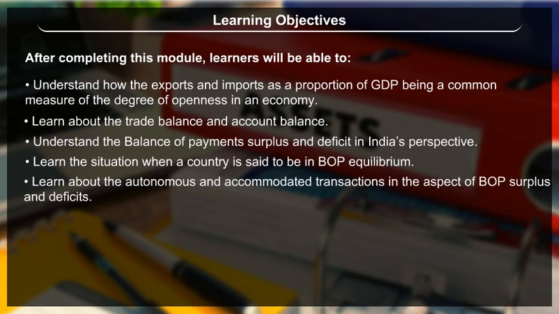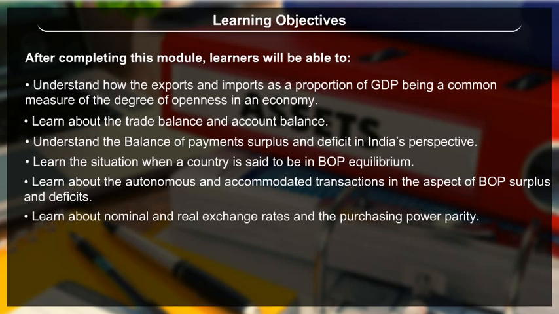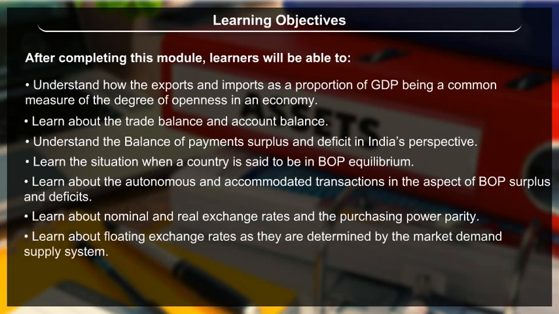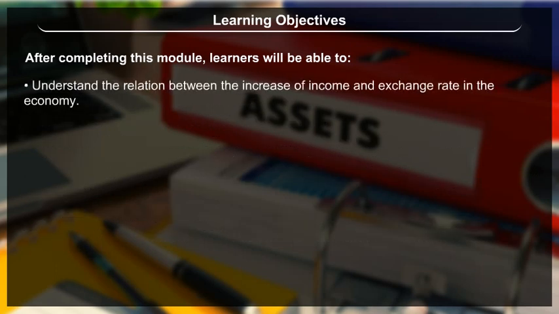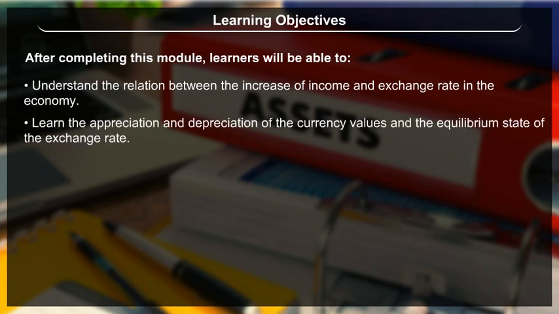Learn about autonomous and accommodating transactions in the aspect of BOP surplus and deficits. Learn about nominal and real exchange rates and purchasing power parity. Learn about floating exchange rates as they are determined by the market demand-supply system. Understand the relation between the increase of income and the exchange rate in the economy. Learn about appreciation and depreciation of currency values and the equilibrium state of the exchange rate.